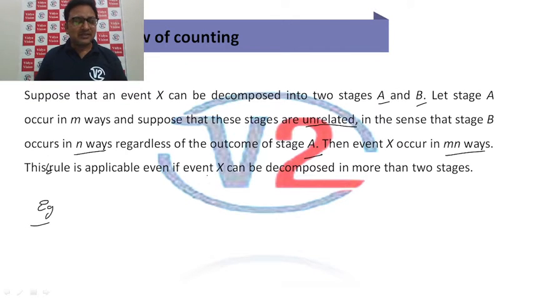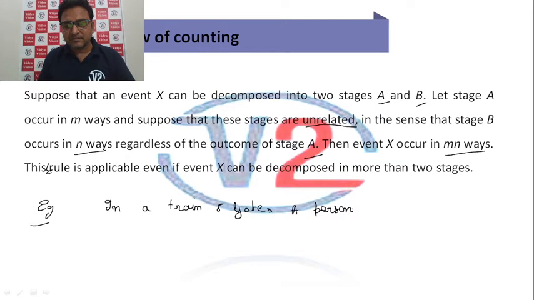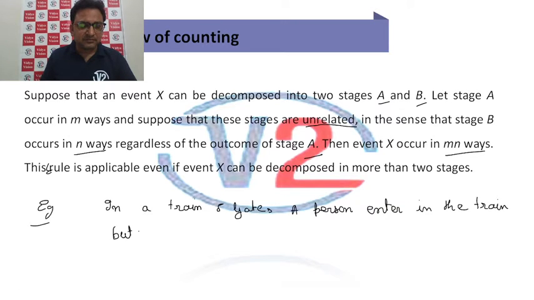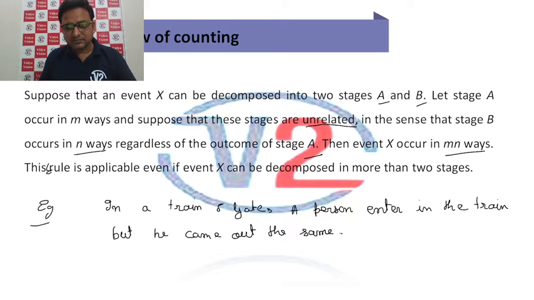Now, in a train there are 5 gates. A person can enter the train, but he cannot come out of the same gate. Find the number of ways.